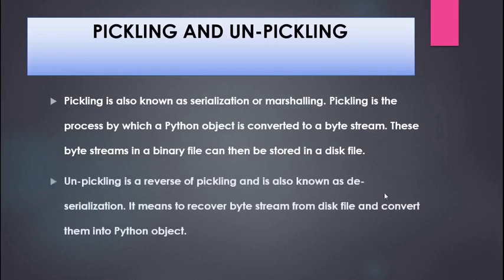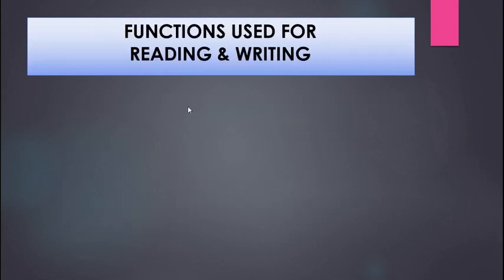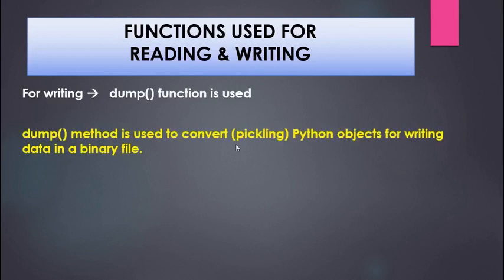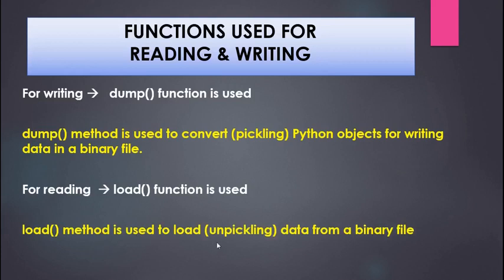Unpickling is the reverse of the pickling process. It means deserialization, and it is the process that recovers the byte stream from disk file and converts them into the Python object. Now let's see what are the various functions used for reading and writing. For writing purpose, dump function is used. It is used to convert or pickle a Python object for writing data in a binary file. For reading, load function is used. It is used to load or unpickle data from a binary file.